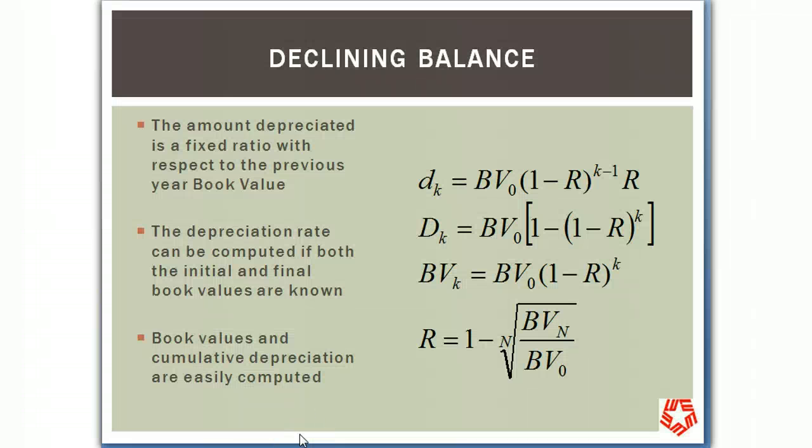The next method is declining balance. In this method, the amount depreciated is a fixed ratio with respect to the previous year's book value. And this depreciation rate can be computed if both the initial and final book values are known. The book values and cumulative depreciation are easily computed. This works pretty easily when we can have an estimate of how much the book value is going to be for an item in the next few years.